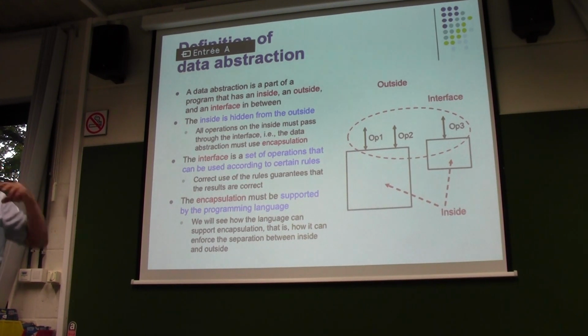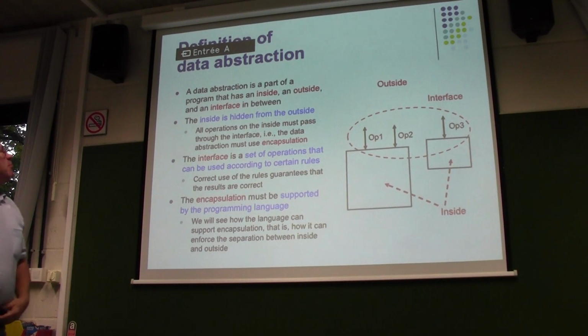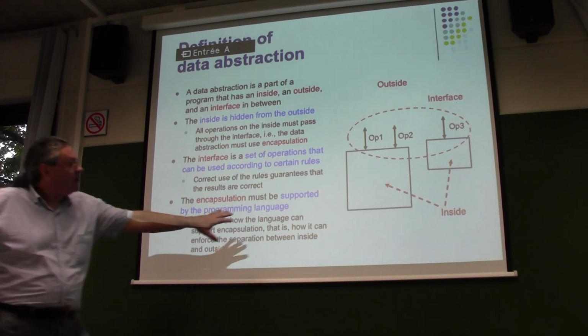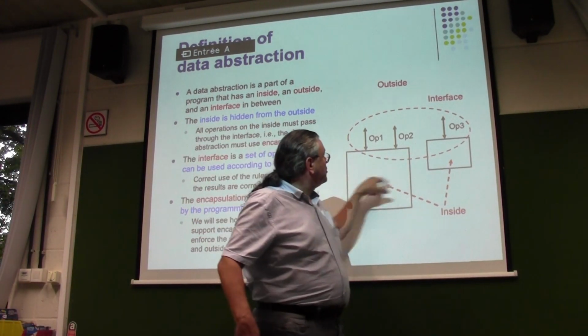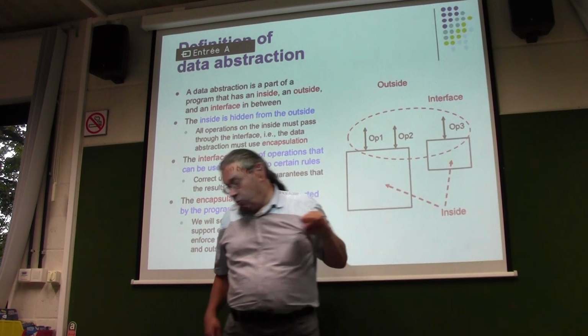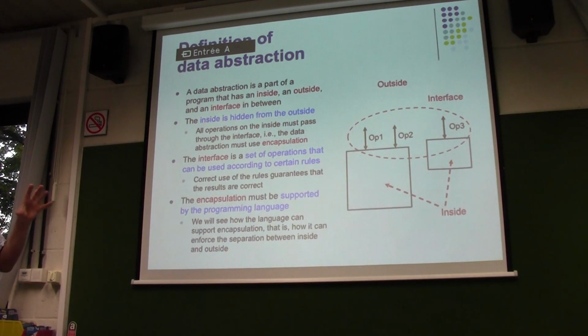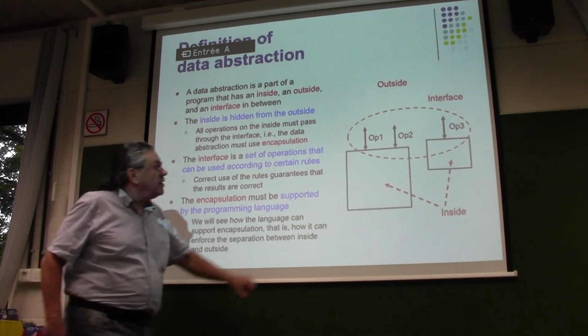So data abstraction is very important. It's what makes large computing systems possible. And it's a piece of the program here. These two boxes together are one data abstraction. So it doesn't have to be the same part of the program. And there's logically one data abstraction.